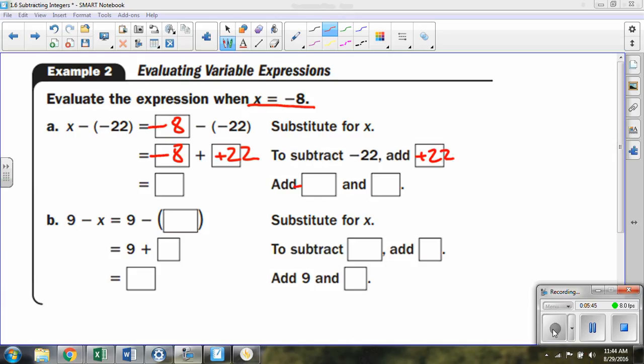Adding together that -8 and 22, since the signs are different, we know we have to subtract. And because 22 is bigger than 8, we'll keep its sign. We get positive 14.